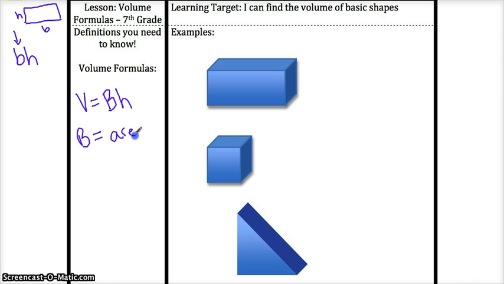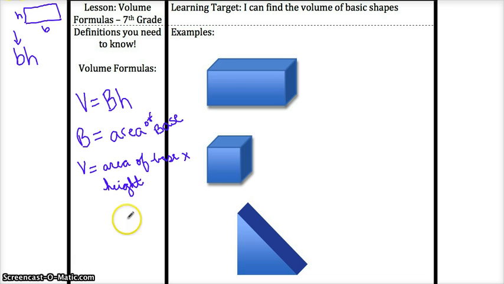So really, the B equals the area of the base. So really, volume equals the area of the base times the height. I'm going to write that in: area of base, and we're going to multiply it by the height. All right, so area of base times height is our formula for volume.